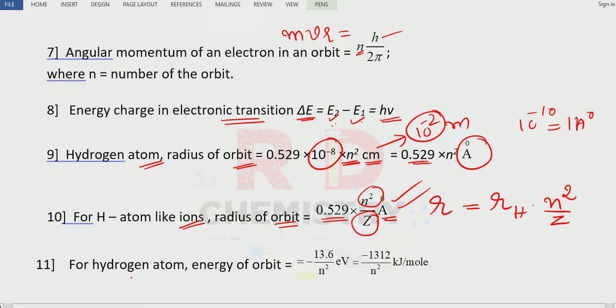Now, for hydrogen atom, the energy of any orbit is given by the formula. See carefully, there are two different units. In electron volt, it is minus 13.6 divided by n square, or in terms of kilojoule per mole, minus 1312 divided by n square. n is the same, the shell number.